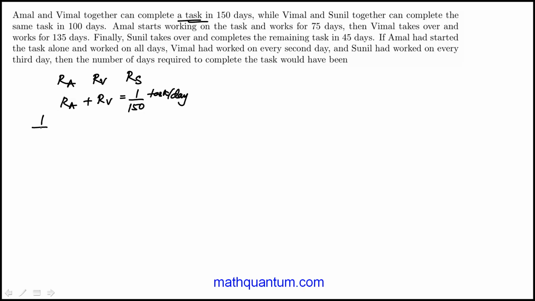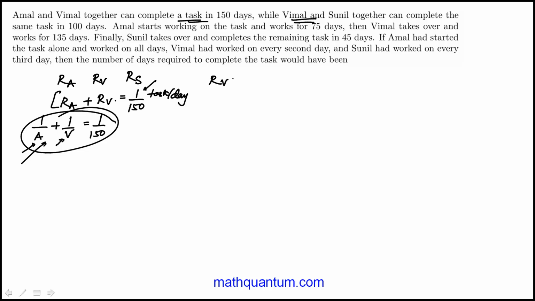You could use the time setup, which a lot of people do, and I think I started that way too, where this would be the days it takes Amal to complete the job. But I abandoned this one because here it's all in fractions. This way, it's really the same, but it's just cleaner in my opinion. So the second one, RS is equal to 1 over 100.